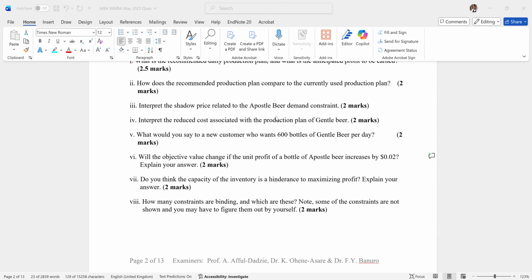So I wanted to ask if you could also use the range, apart from just looking at the allowable increase. But the allowable increase is part of the range, right? The question is, does the value change? And the answer is yes. Because remember, what you are doing is increasing the coefficient. And the question is, is that 0.02 within the allowable increase, within the sensitivity range?